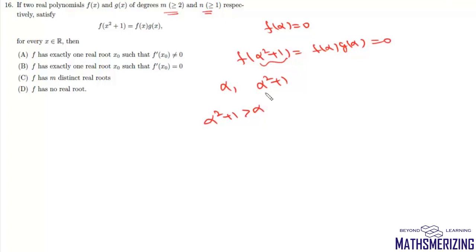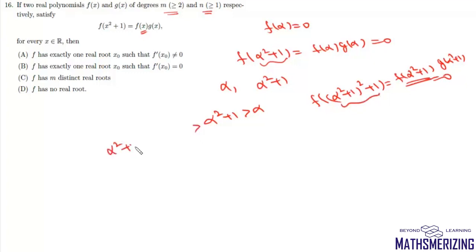Now if alpha square plus 1 is a root of f(x), then if we put x as alpha square plus 1, we'll get f((alpha square plus 1) whole square plus 1) equals f(alpha square plus 1) into g(alpha square plus 1). Now f(alpha square plus 1) is 0. So that means another root will be (alpha square plus 1) whole square plus 1. In this way, we'll get infinite roots. Now, any polynomial cannot have infinite roots. So that means there is a contradiction. So this f(x) can have no real root, and that's your option number D.